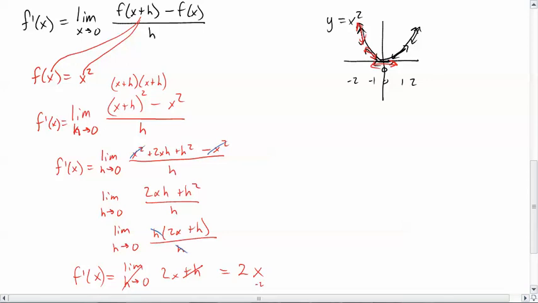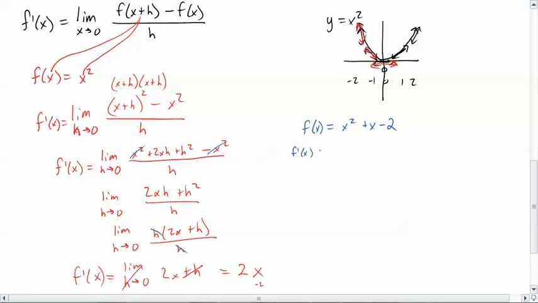Now, this video is going to be a little bit longer than 5 minutes because we're going to do another one. All right? We're going to do one that's going to take a little bit longer because we're going to try now f of x equals x squared plus x minus 2. All right? So here we go.